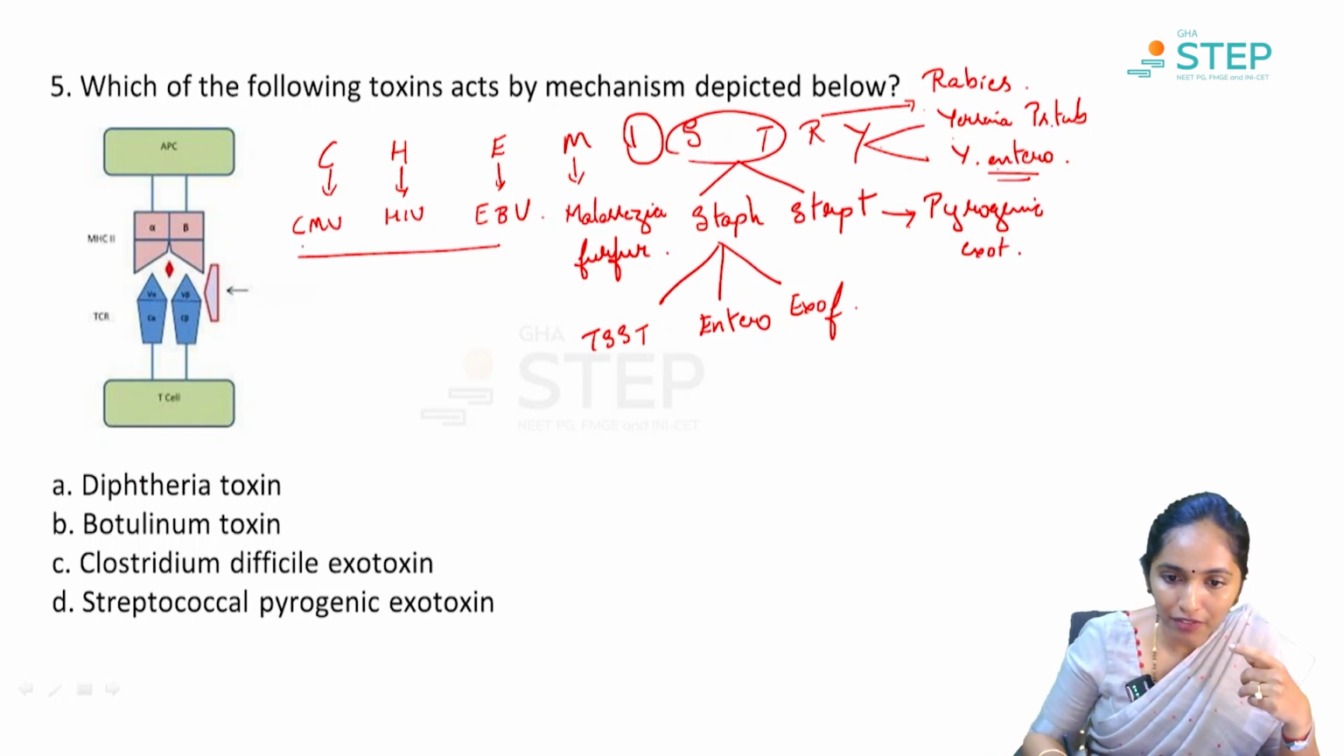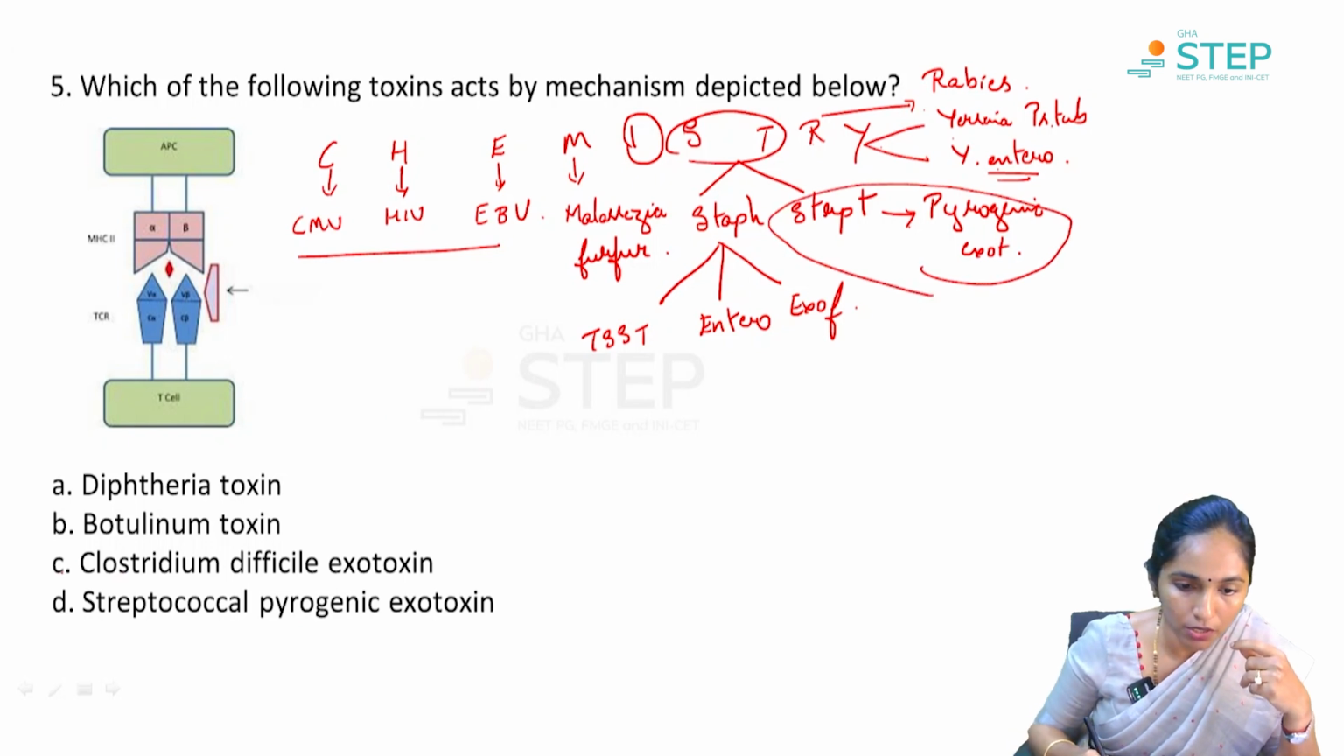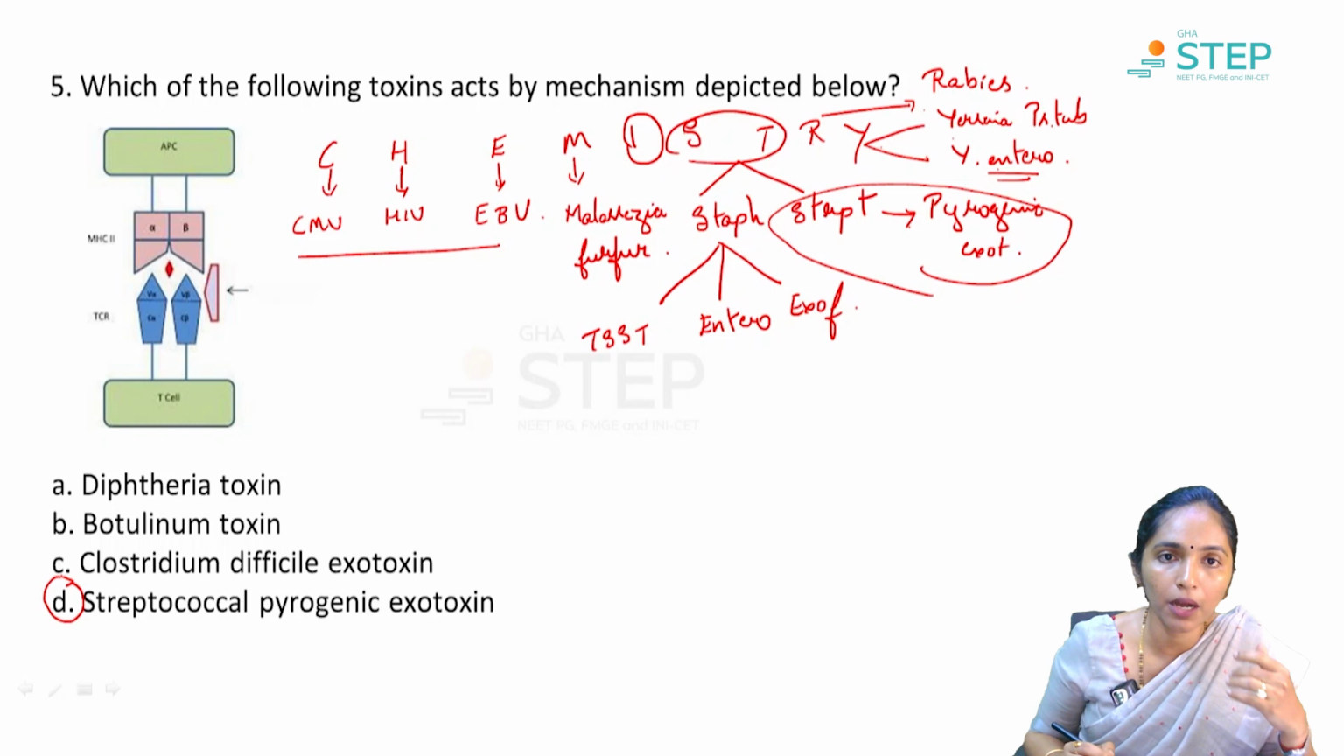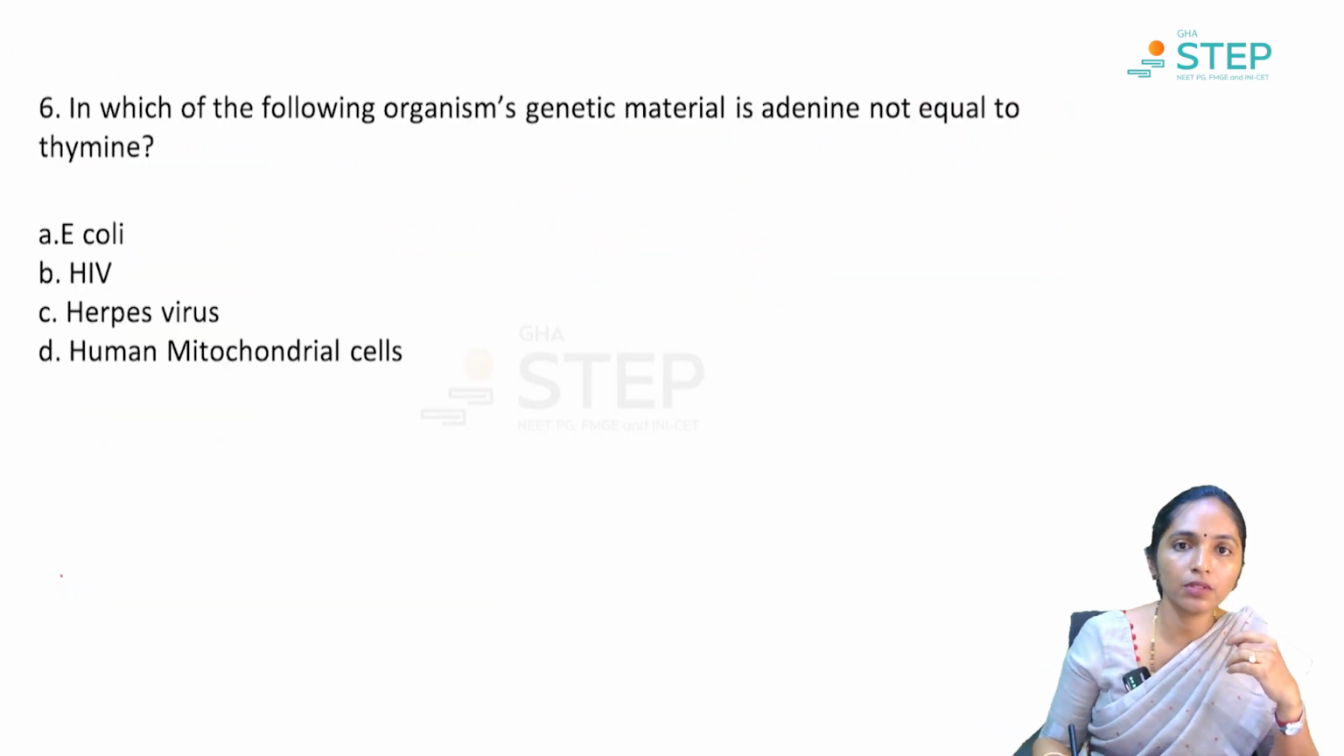Shall we search if any of these are here? Diphtheria, no. Botulinum, no. Clostridium, no. Streptococcal pyrogenic exotoxin, do we have it here? Yes, so streptococcal pyrogenic exotoxin is there, and this is our answer. So this is about the superantigens. Let's move on to the next question.